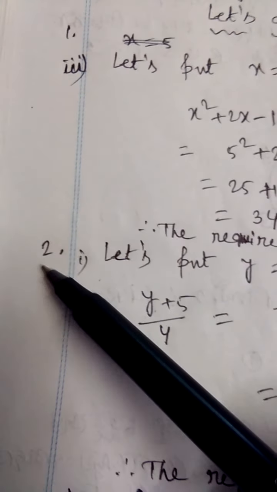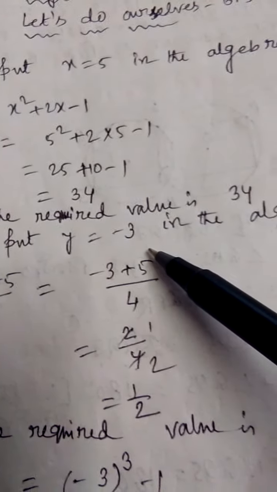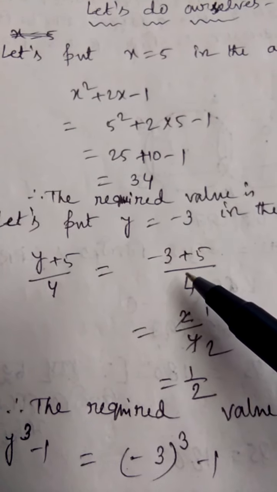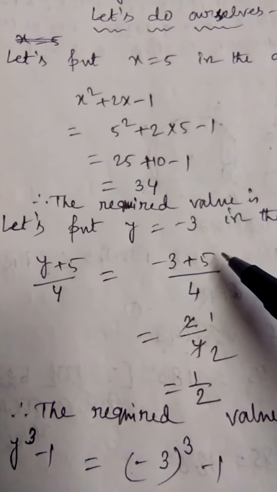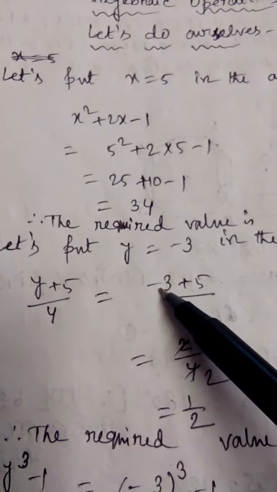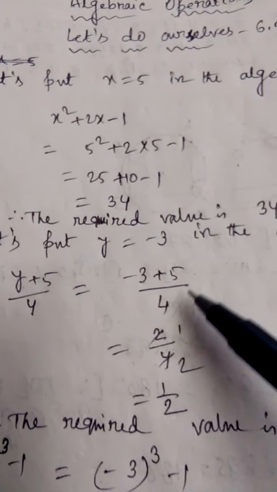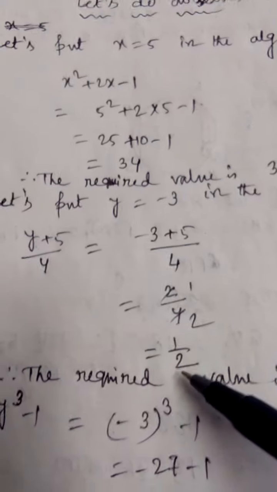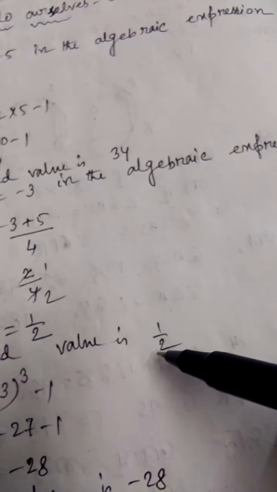In the next case, that is problem 1 of 2. Let us put y equal to minus 3 in the algebraic expression y plus 5 by 4. Then we will get minus 3 plus 5, where for the variable y we put minus 3. That is minus 3 plus 5 is equal to 2 by 4 equal to half. Therefore, the required value is half.